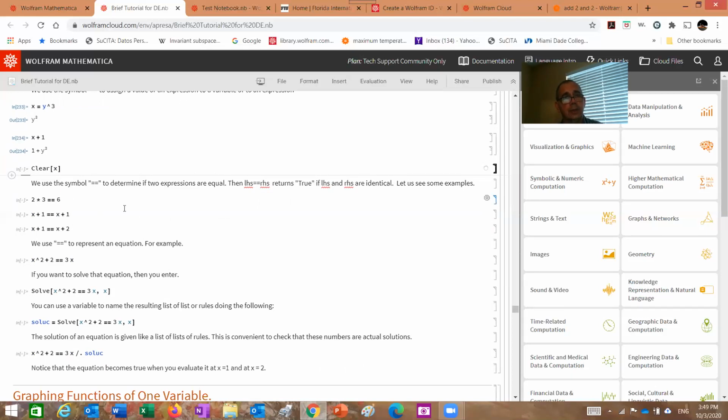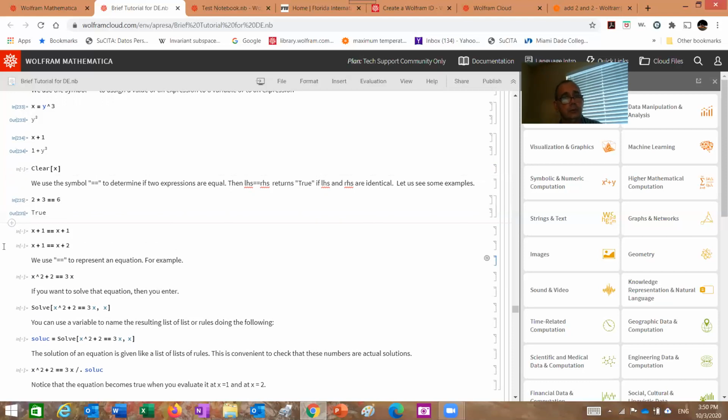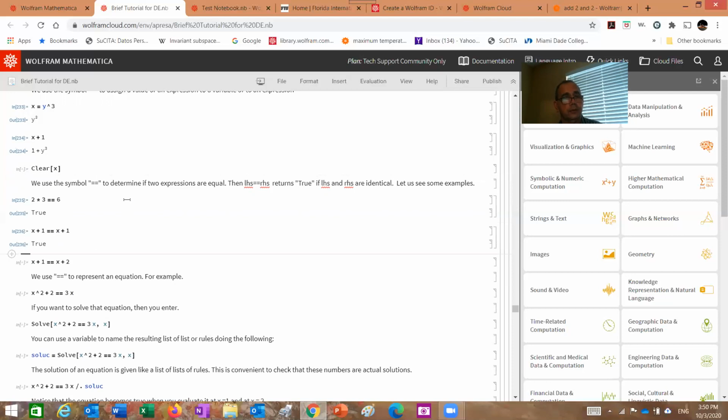For example, we can write here 2 times 3. This is like asking the system, is 2 times 3 equal to 6? What is going to be the answer? Well, let's press Shift Enter here. The answer is true. When I ask the system, is x plus 1 equal to x plus 1? You press Shift Enter. What is the answer? True.